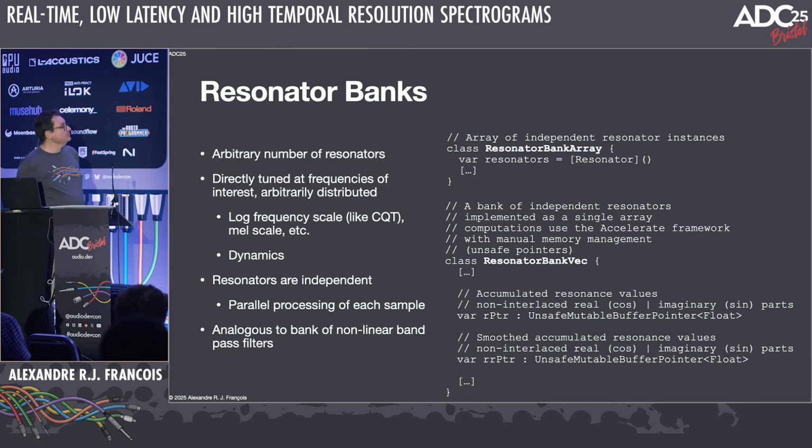So how do we do that? There's 2 main directions. The first one I took was the simple one, which is you have implementations of resonators. You put a bunch in an array, and then you call the update function for all of them for each input sample. That's very simple.